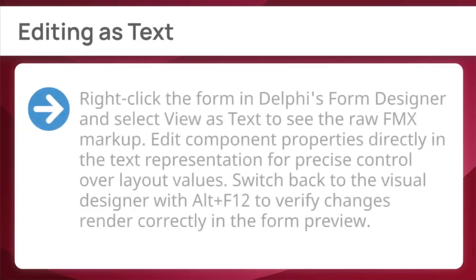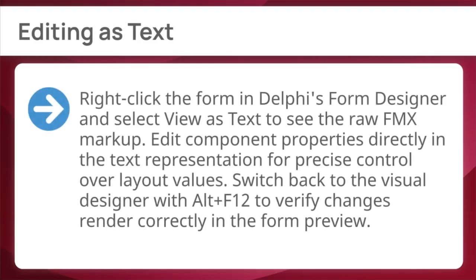Next, editing as text. Right-click the form in Delphi's form designer and select View as Text to see the raw FMX markup. Edit component properties directly in the text representation for precise control over layout values. Switch back to the visual designer with Alt plus F12 to verify changes render correctly in the form preview.